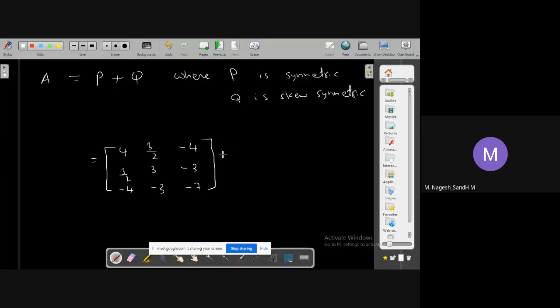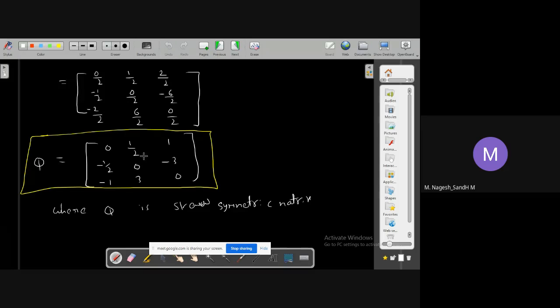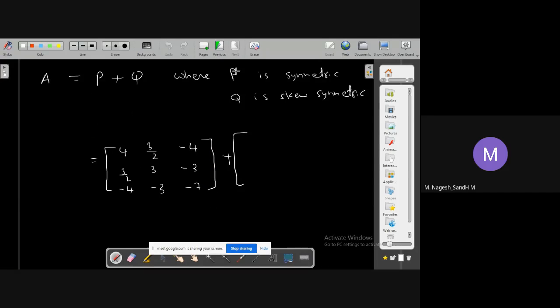Very good. So next the Q matrix. Wait a minute, we go back. What is the Q matrix? 0, 1 by 2, 1; minus 1 by 2, 0, minus 3; minus 1, 3, 0. Very good. So this is the Q matrix.